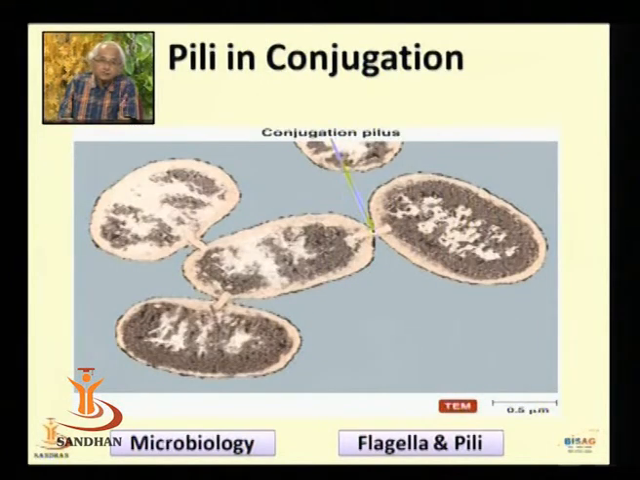This is once again a very famous photograph showing the role of pili in conjugation. This is once again a false color photograph, transmission electron micrograph. You can see here different bacterial cells being connected with each other through the sex pilus.